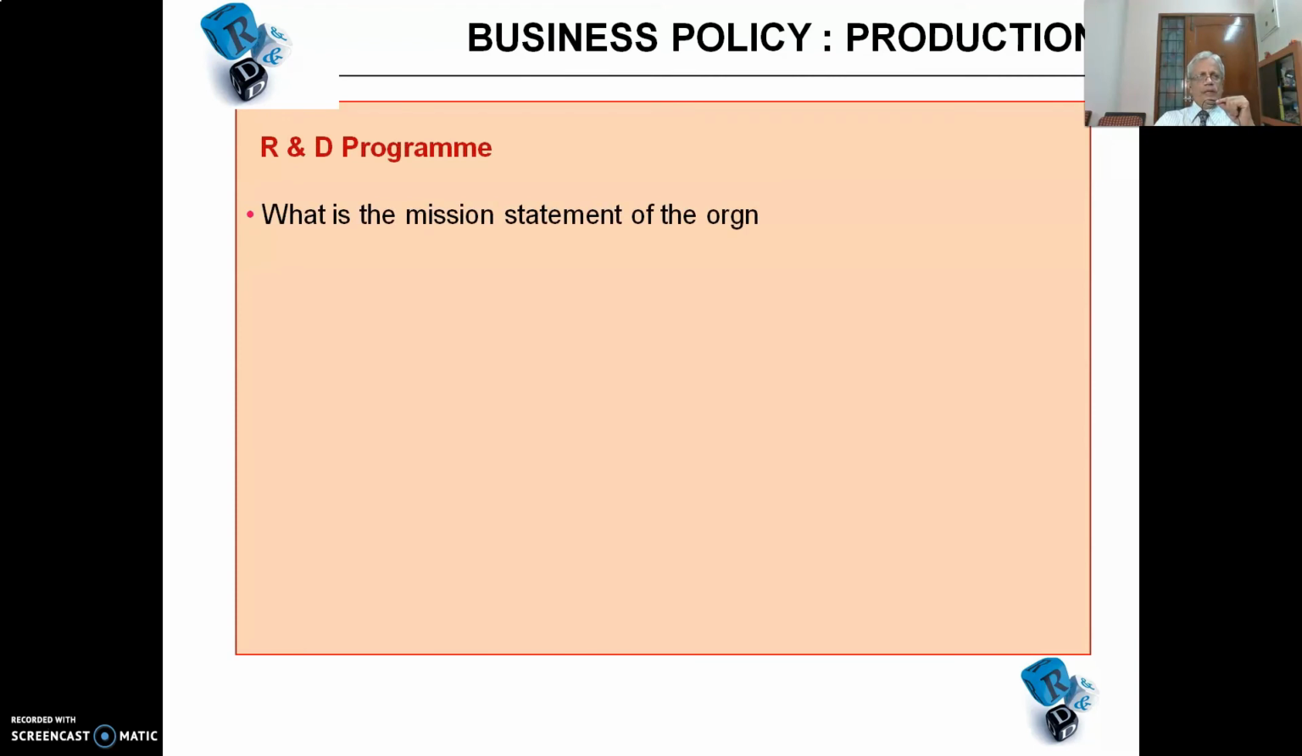Then finally we come to the business policies on R&D program. First of all we have to look into the mission statement. What does the mission statement say? Is it giving thrust to R&D or not? Then accordingly the spend on R&D is decided. Companies spend from 3 to 5% of sales to 25 to 30% of sales. Normally in any organization they will spend around 3 to 5% on R&D, whereas innovation oriented organizations like 3M or Google or Biocon spend around 25 to 30% of sales turnover on R&D.